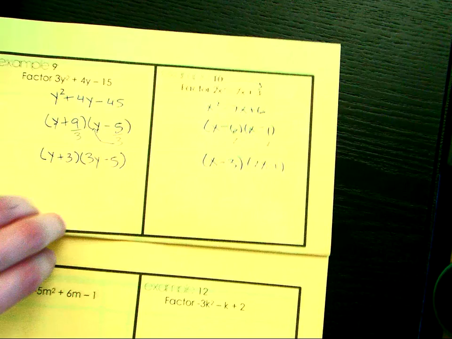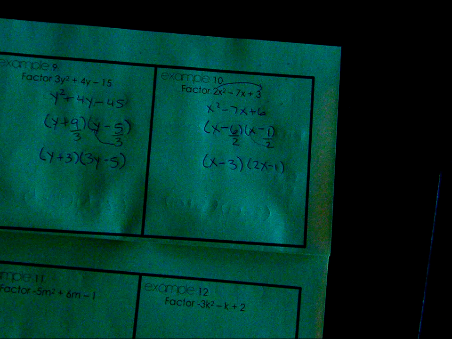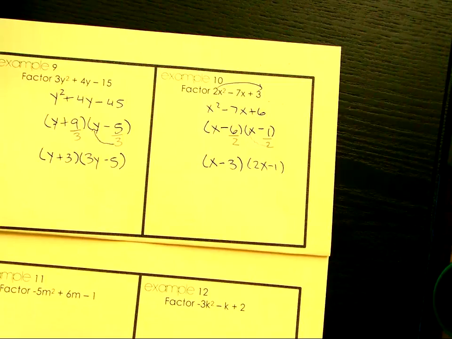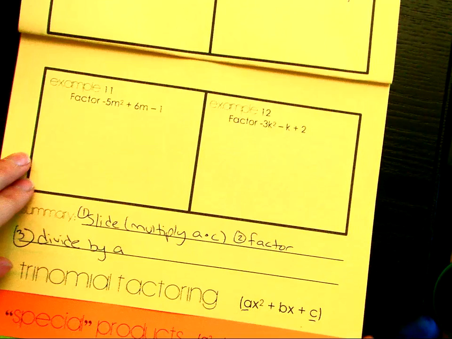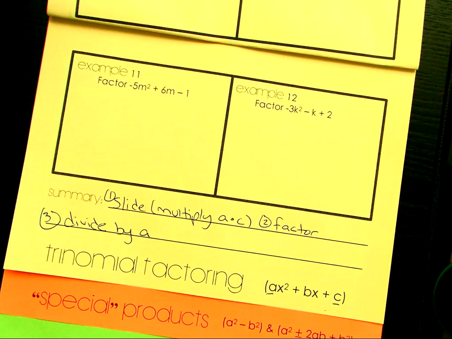So the next 2 examples both have a negative leading coefficient, and my advice to you is I prefer to factor that negative out first, or just multiply everything by negative 1. But I'm going to go ahead and do this one like I did before.